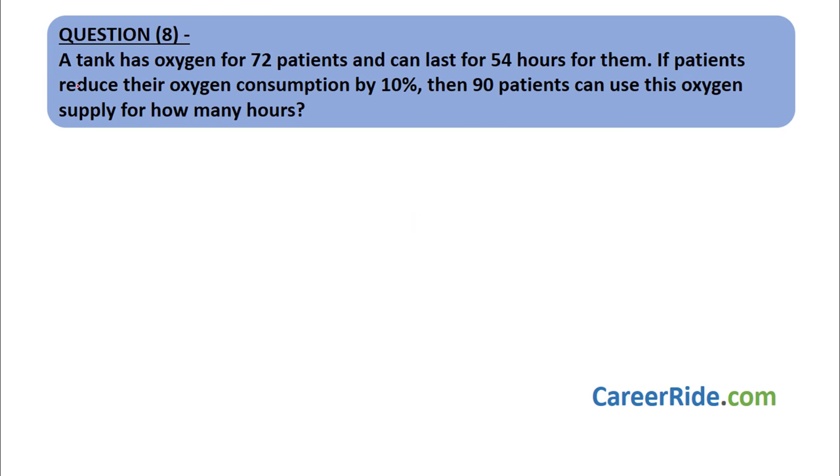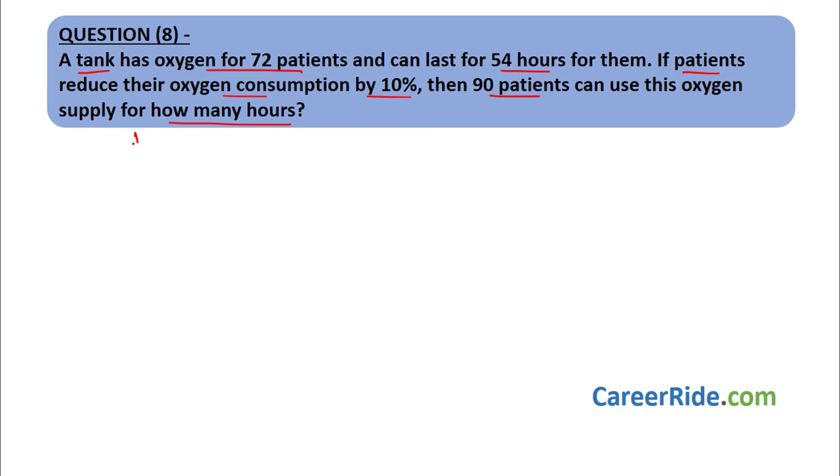Question number 8. A tank has oxygen for 72 patients and can last for 54 hours for them. If patients reduce their oxygen consumption by 10%, then 90 patients can use this oxygen supply for how many hours? Now, over here, this might look a little bit tricky, like it is not a chain rule sum. But if you look carefully, it is a chain rule sum.